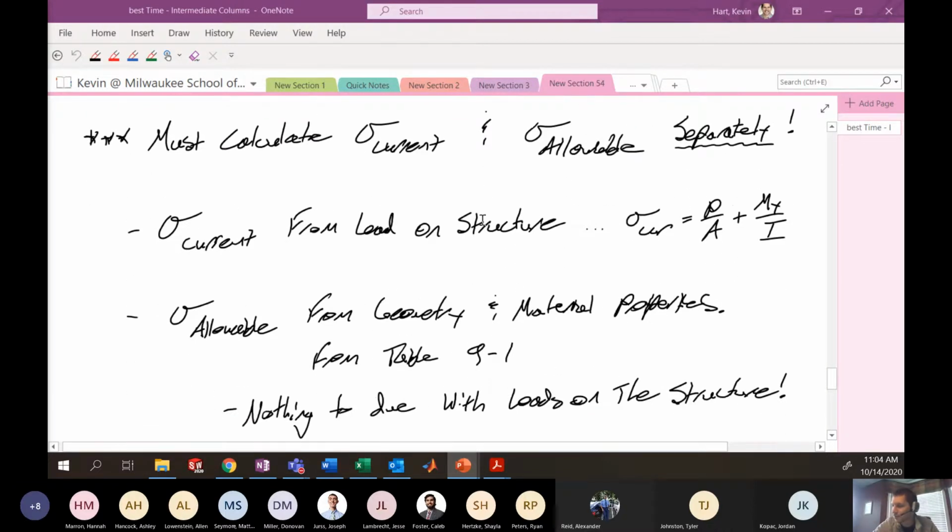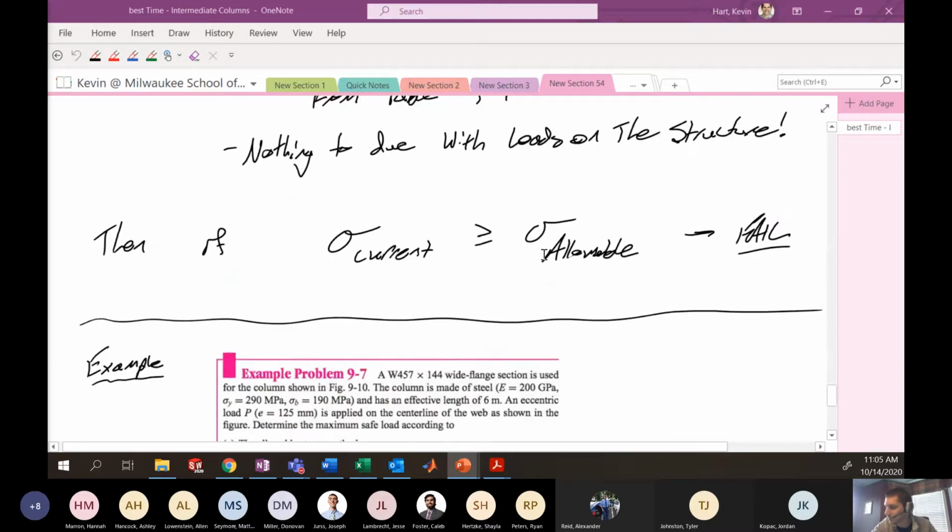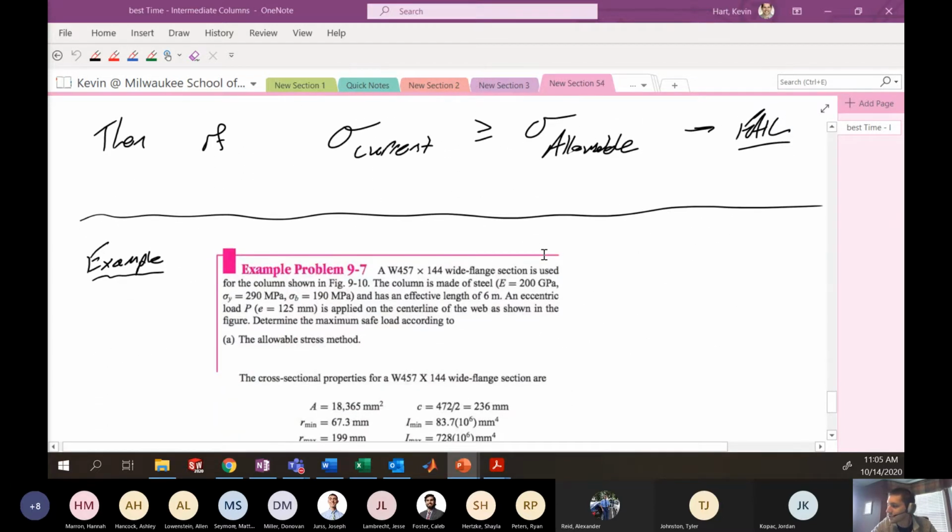So the current stress on the structure is P on A plus My over I. And the allowable stress that the structure can handle before it buckles is given by this table 9-1. The allowable stress really has nothing to do with the loads on the structure. It only has to do with the geometry and the material properties. So you have to separate these two things, the allowable stress and the current state of stress on the beam. You think of them as separate things, and then you compare them at the end to see whether or not you're going to fail. All right, so that's the general idea.